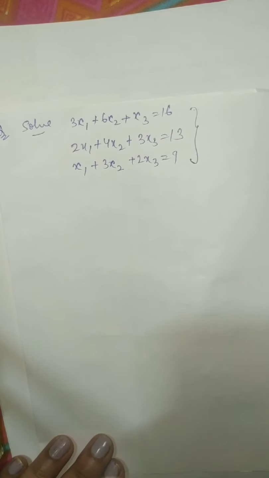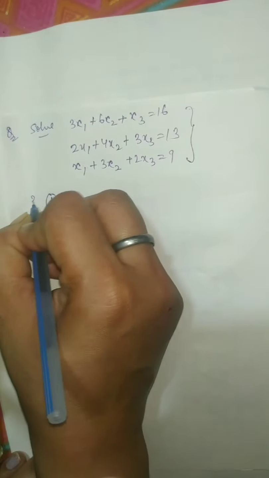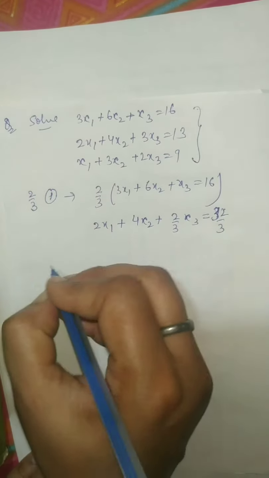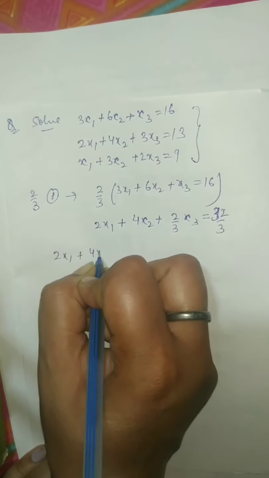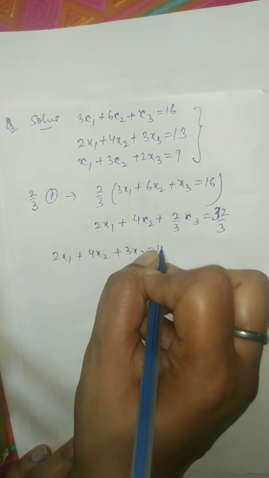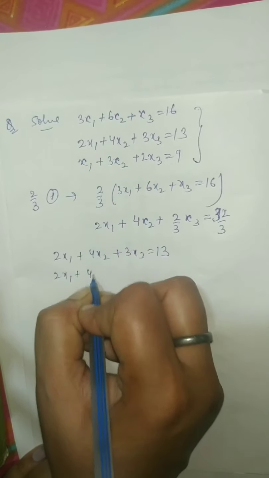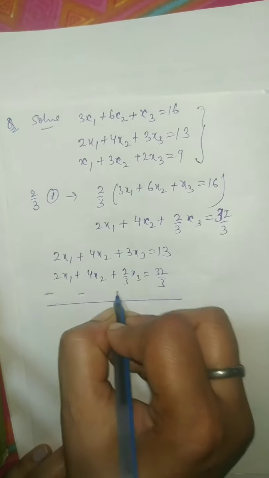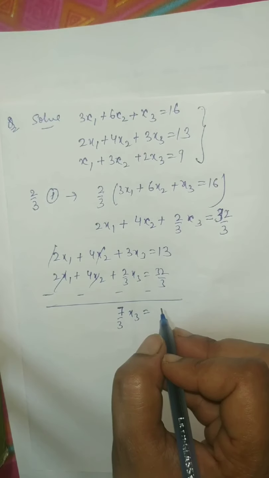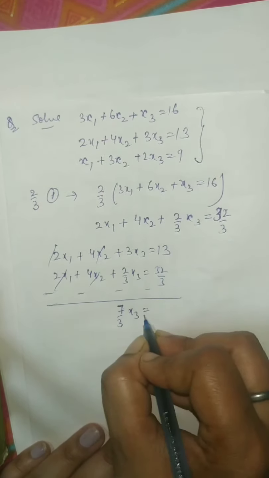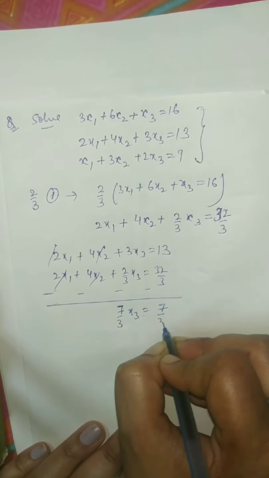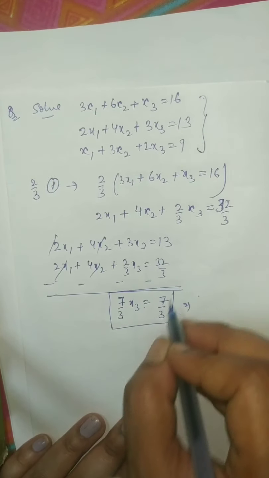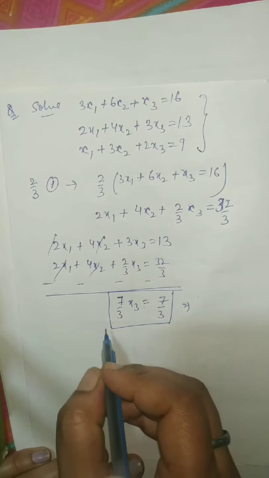Let's see. We multiply the first equation by 2 by 3, we get 2x1 plus 4x2 plus 1 by 3 x3 is equals to 32 by 3, then subtract it from 2x1 plus 4x2 plus 3x3 is equals to 13. The x1 and x2 terms get cancelled, and we get 7 by 3x3 after subtraction, which gives the value directly from here. But we will try the other one also.